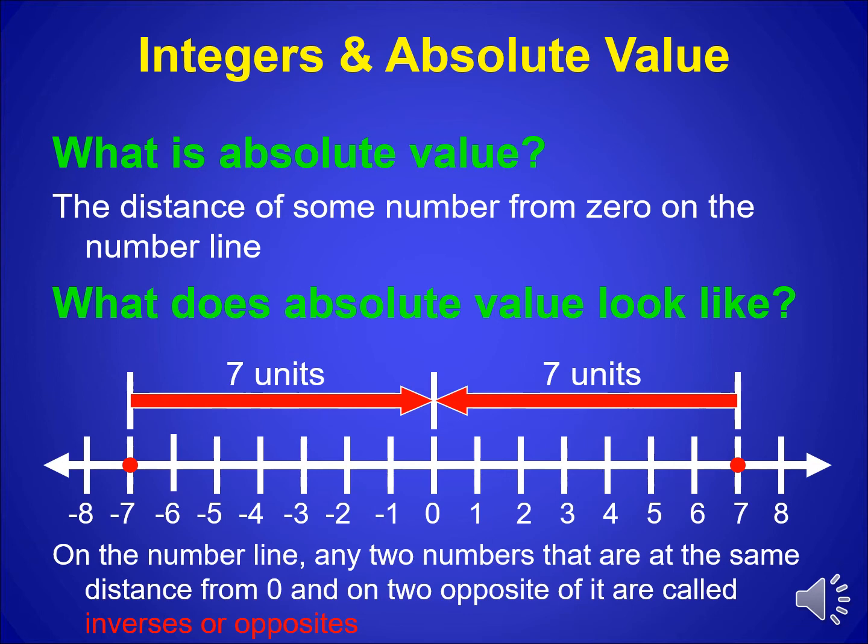So when I say what's the inverse of 7? Yes, it's negative 7. And what's the inverse of negative 7? Yes, that equals 7. What's the inverse of 1? Negative 1. And what's the inverse of negative 2? That equals 2. What's the opposite of 3? It's negative 3. And what's the opposite of negative 5? It equals 5. So the opposite or inverse number is the same number with a different sign.